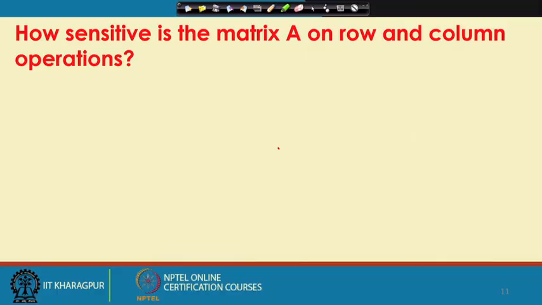Either it is the same solution, or it is a permuted solution, or it is a linear combination of the original solution vector. So, one very important thing is how sensitive the matrix A is to row and column operations. This course is focused on matrix solvers. We will discuss solving the matrix equation, and we will see in certain stages that the matrix solvers perform well for certain properties of the matrices.